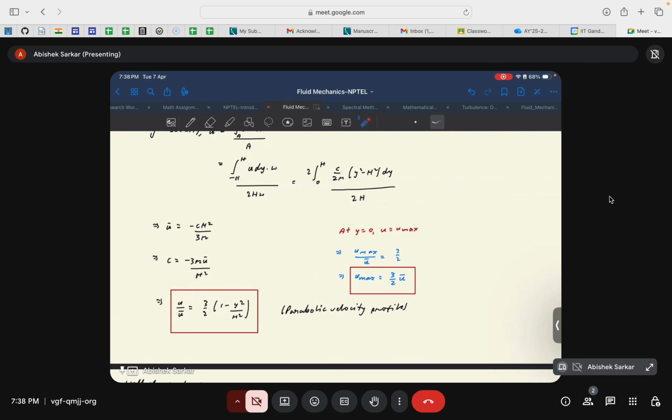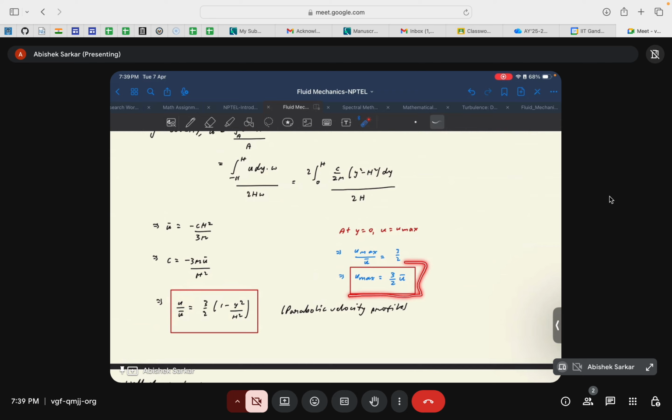Again, something that you can try to understand from basic mathematics or even from basic intuitive understanding. So at y equal to 0, u will be equal to u max. So we'll have u max by u bar equal to 3 by 2, because at y equal to 0 this becomes equal to 1. So u max will be 3 by 2 times the average velocity u bar, which is one of the very fundamental results in the case of flow between two parallel plates.